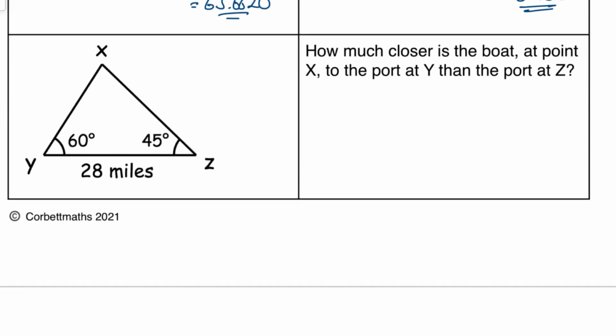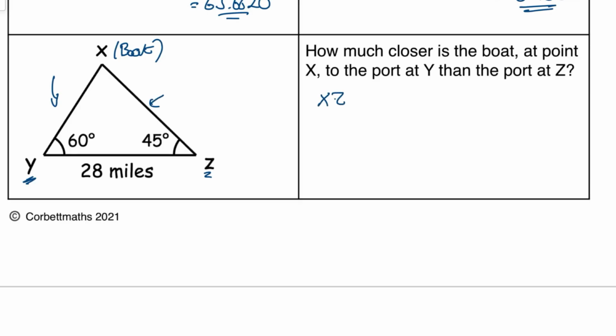Right, so I've got a triangle. How much closer is the boat at point X? Right, okay, I'm just going to write it in. So the boat's here, and then port Y is obviously Y, so I won't write the word port, and port Z is obviously Z. So basically, it's just saying, can you calculate these two lengths, isn't it? Right, let's write it out all in one go.